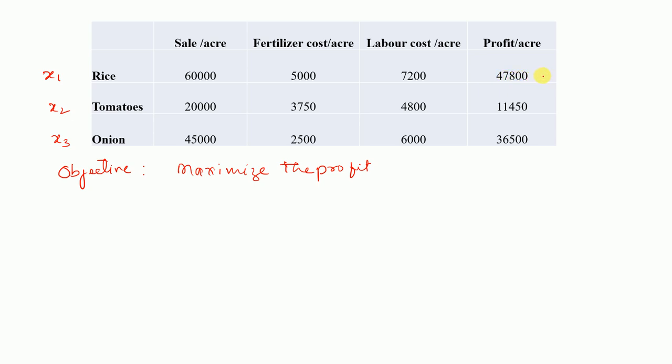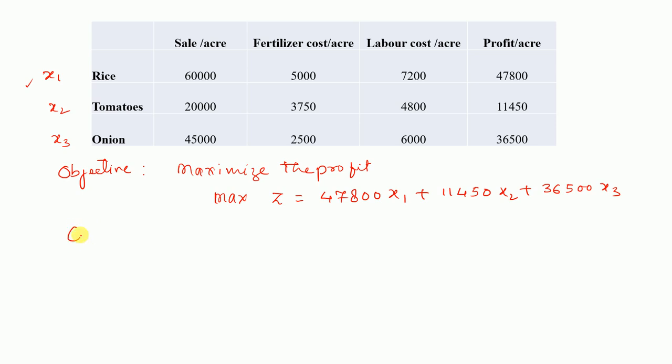And the profit is 47800 per acre for rice, and how many acres are there? x1. So you can write the objective function: maximize z equal to 47800 x1 plus 11450 x2 plus 36500 x3. So this is the objective which we have to maximize.